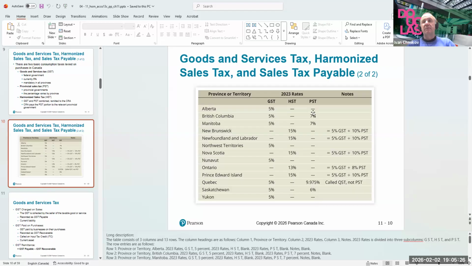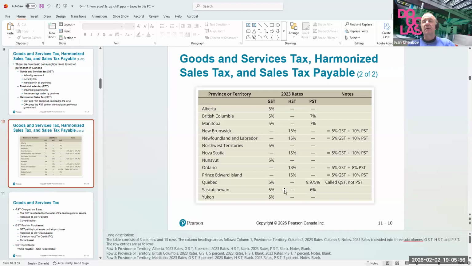On the province level, only Alberta doesn't charge PST. They don't like their citizens, residents, sorry, so that's why they don't charge them PST. All the other provinces, they like the residents, so they charge them 7% on certain goods that they're spending. In Quebec, they like them even more. They charge them 9.97%.